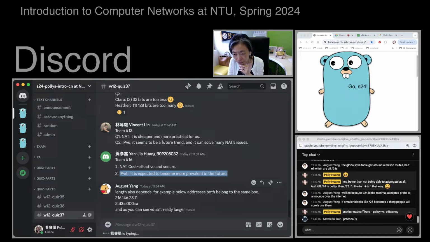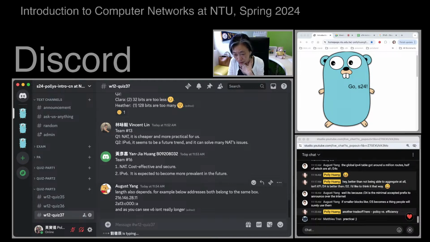IPv6. Yeah, so IPv4 is gradually going off the stage. It was the center of the stage of the internet. It is gradually going off stage, and eventually we'll see just IPv6.